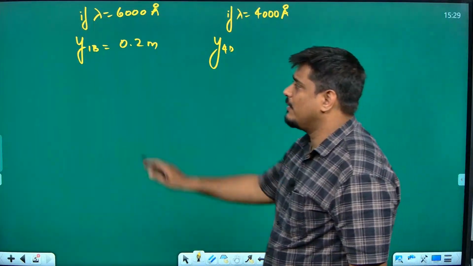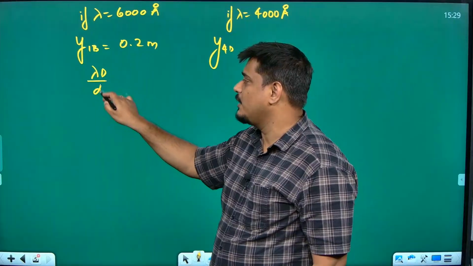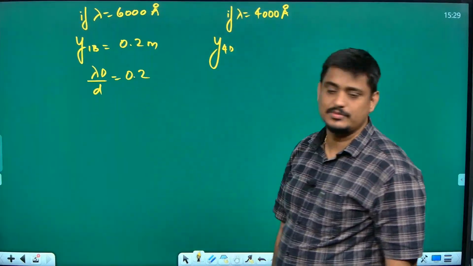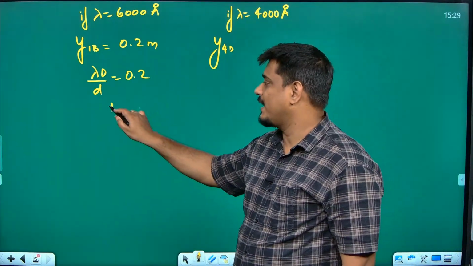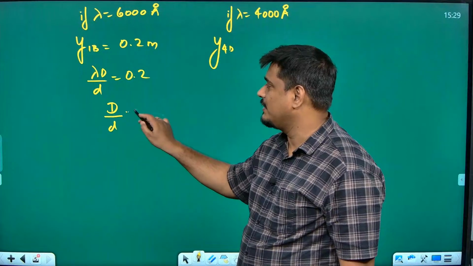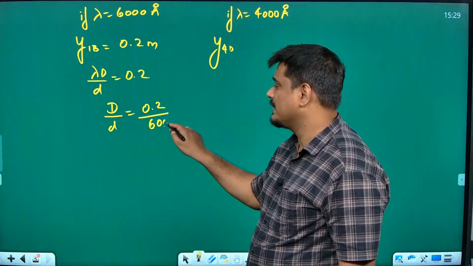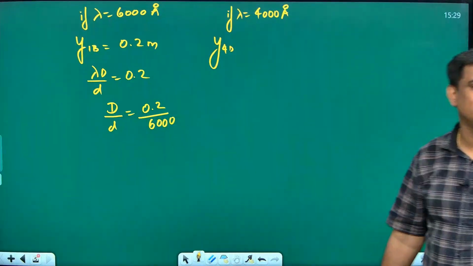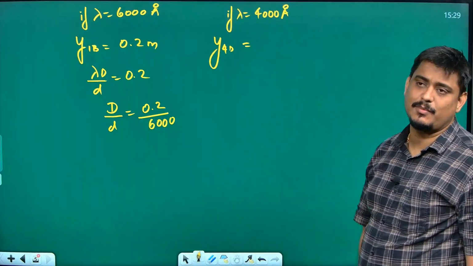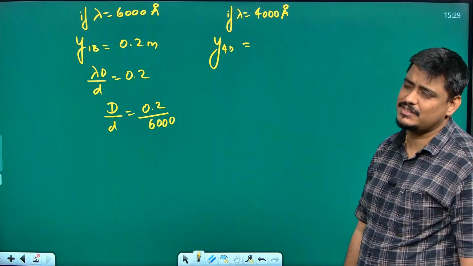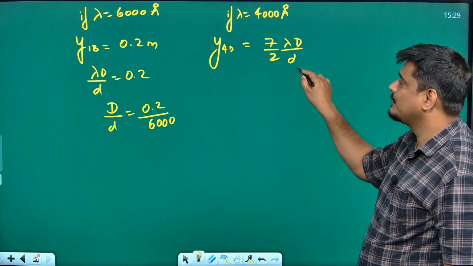So what is the formula for y1? Lambda D by d. So lambda D by d value is given as 0.2, isn't it? Do you agree with me? So from here I can write capital D by small d is equal to 0.2 by 6,000 lambda. Do you agree? Now what is the position of fourth dark? (2n minus 1) by 2. 2 into 4 is 8, 8 minus 1 is 7. So 7 by 2 into lambda D by d. Do you agree with me?